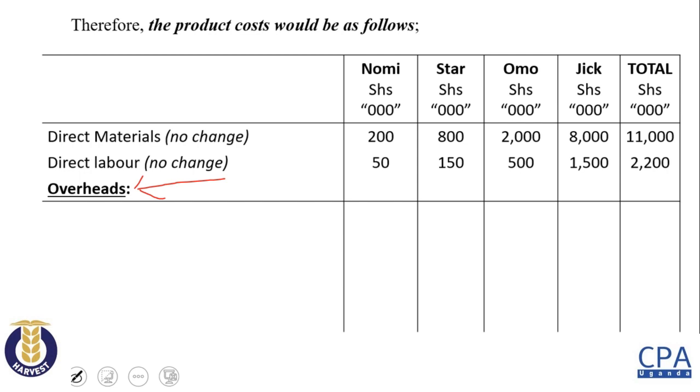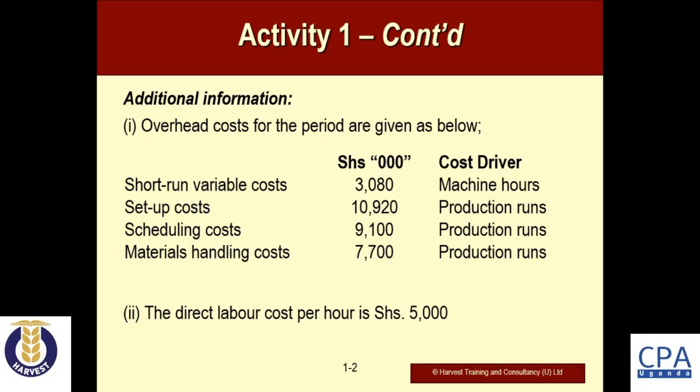So beginning with the first, if you look at our question here, we are given different categories of overheads, and we are told that the different overheads that were incurred in the month of January 2020 include the short-run overheads, which are 3,080,000, and the cost driver has been given to us as machine hours. So I'm going to begin with the short-run variable costs, and then I charge them to the four products.